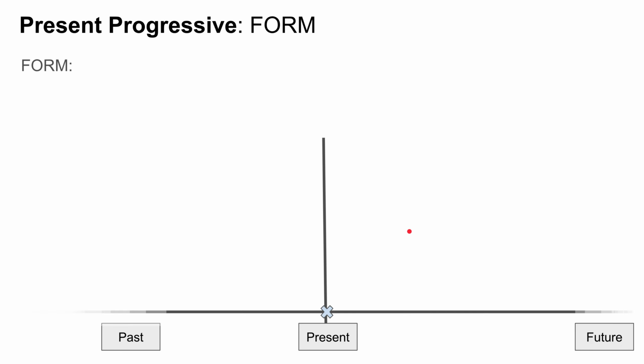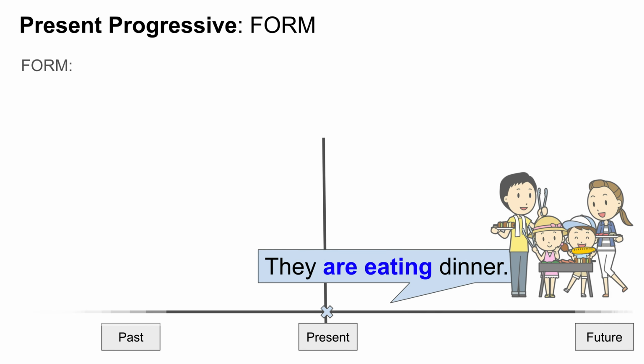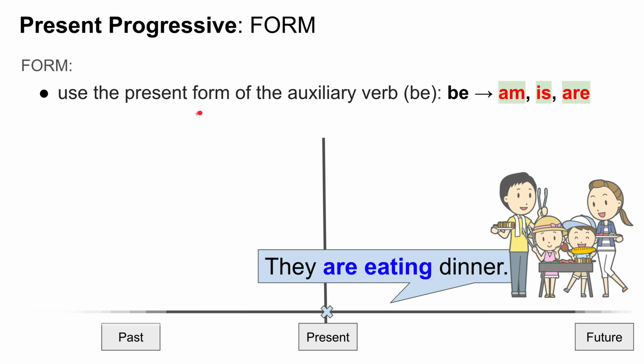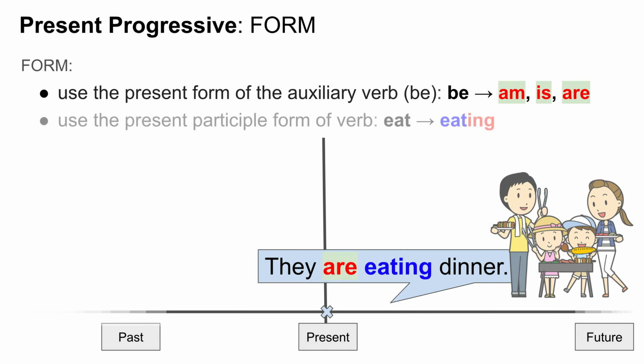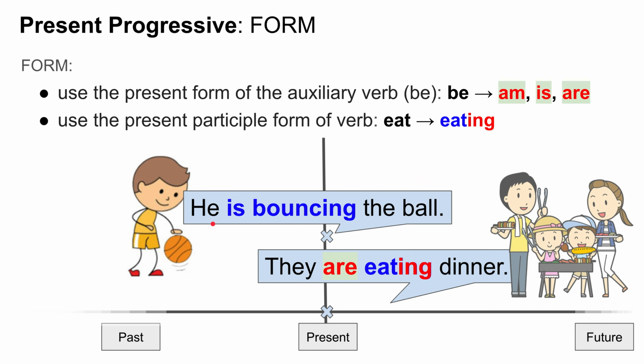Okay, so let's look at the form now. Here we have an example sentence. They are eating dinner. Okay, so what happens? The form, we use the present form of the auxiliary verb be. So am, is, are. Here my auxiliary verb is are. Next, we use the present participle form of a verb. So eat, eating. Okay, let's look at another example. He is bouncing the ball. He, present, the be auxiliary, is; the present participle, bouncing. Okay, so it's be plus verb ing.